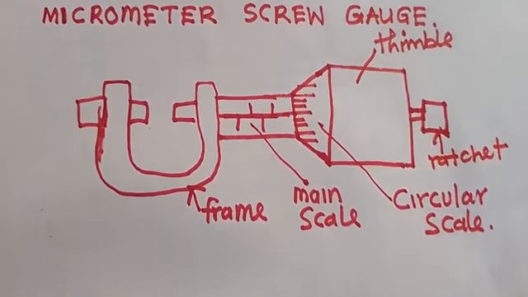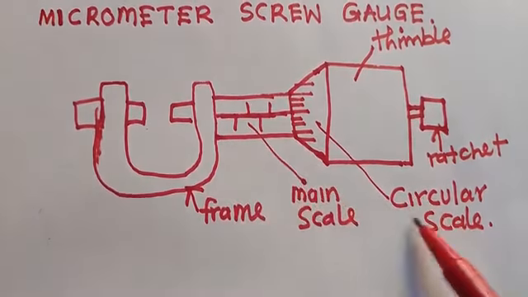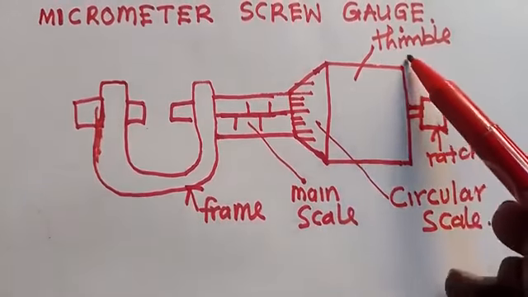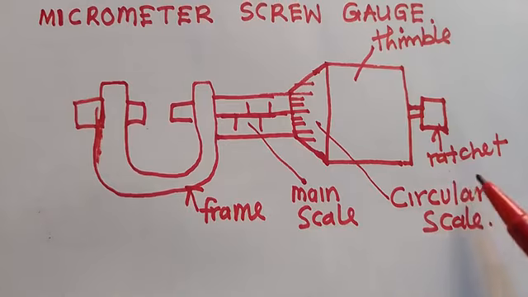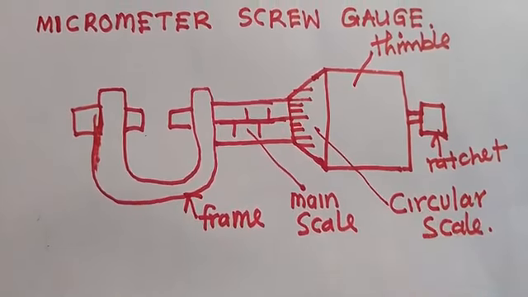So I want you to know and understand all the parts that I've labeled. This is a main scale. This is a circular scale. This one here is called a thimble. This one is called a ratchet. So you understand all those.